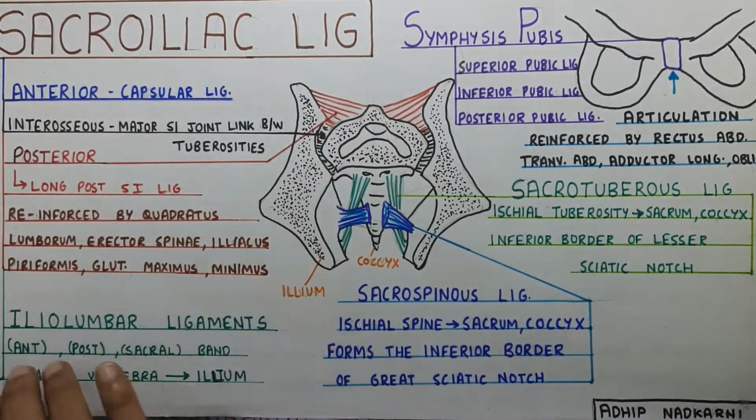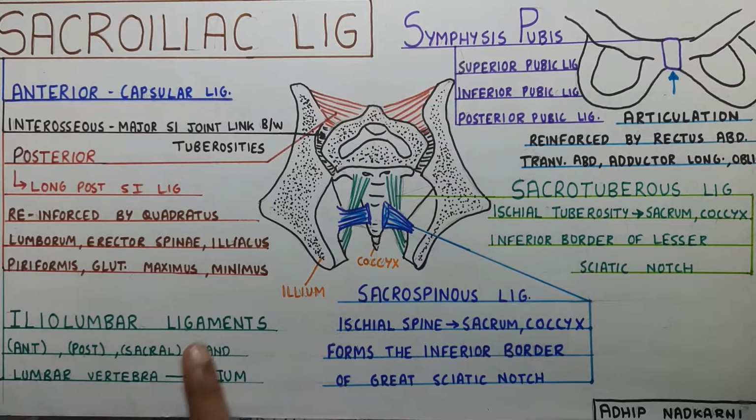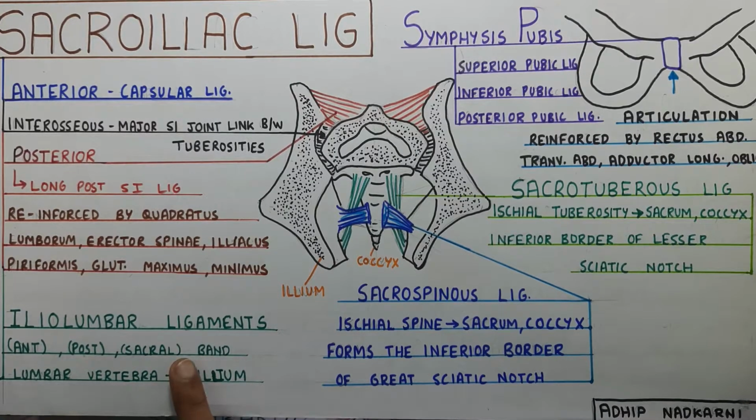Now moving ahead, the iliolumbar ligament has an anterior, posterior and sacral band, and it attaches from the lumbar vertebra to the ilium. I've discussed these in detail in our lumbar structure part, that is the ligaments of the lumbar region, so you can go check out that video.